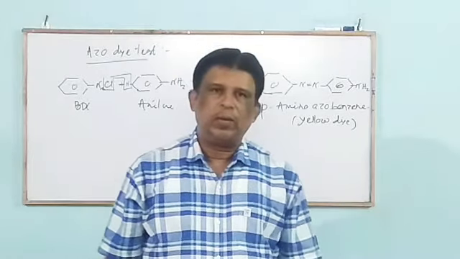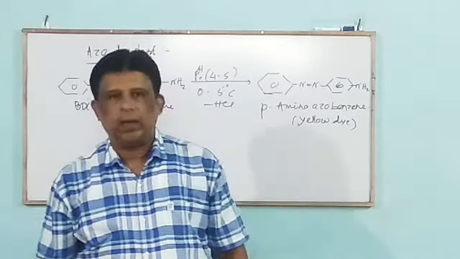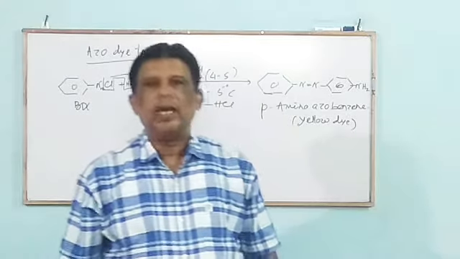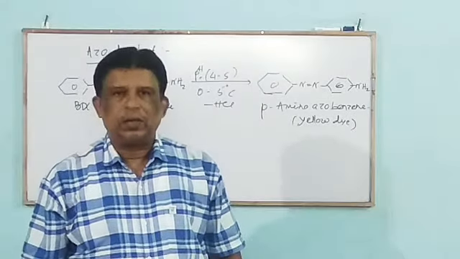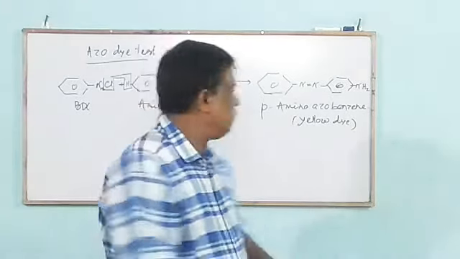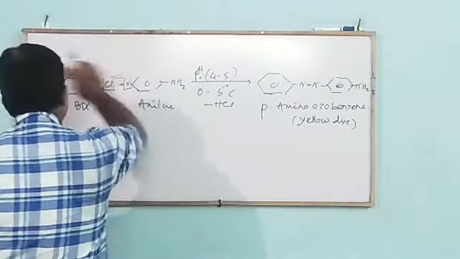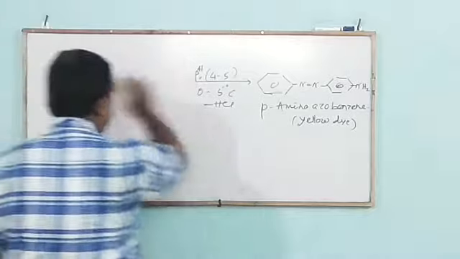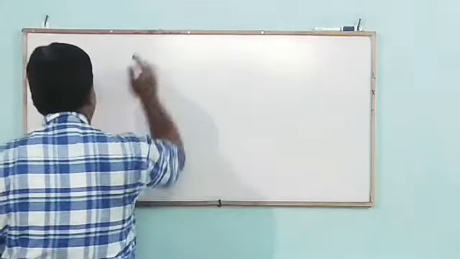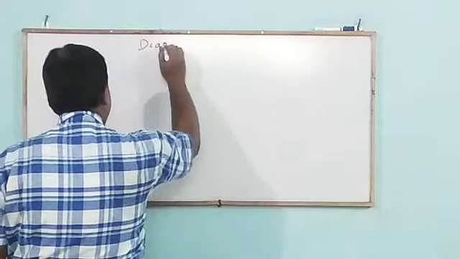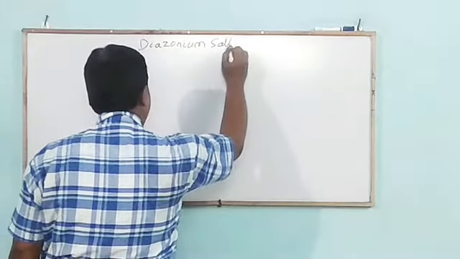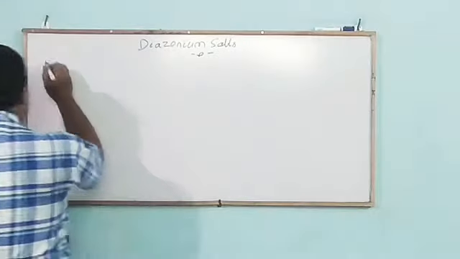So that is all about part 1 of the chapter nitrogen containing compound, that is amine. Next, today in class 6 we discuss part 2, that is diazonium salt. Mark that. The next part of this nitrogen containing compound chapter is diazonium salt. Introduction.